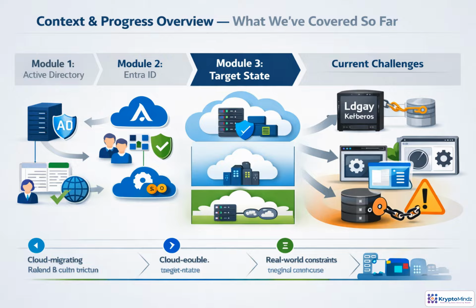Up to this point, we've built the foundation: Active Directory fundamentals, Entra ID concepts, and target state migration choices. Now we move from ideal architecture into real-world constraints. Applications, servers, LDAP, service accounts, Kerberos, and other legacy dependencies often determine what can migrate, what must stay hybrid, and what risks need planning next.